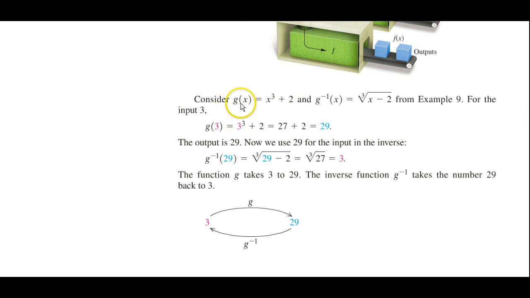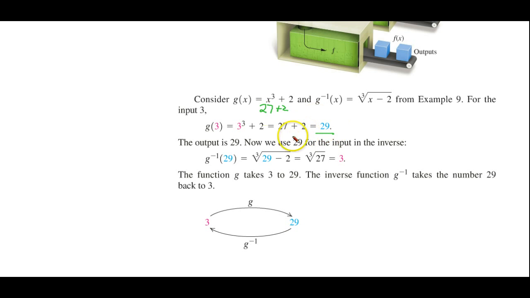Consider this and its inverse, which is this, from the example we did in number 9. For the input of 3, this becomes 3 times 3 is 27 plus 2. This gives you a 29. They have it worked out here.